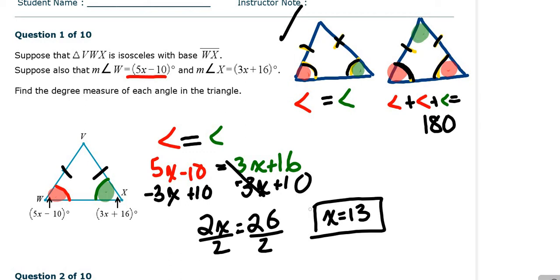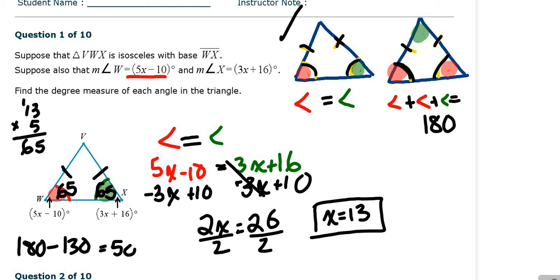Don't get happy when you stop with x. You want to plug it in. So over here, 5 times 13 gets you 65. And then 3 times 13 plus 16 also gets you 65. Then that's 130, take away from 180, and that gets you your third angle, which is 50.